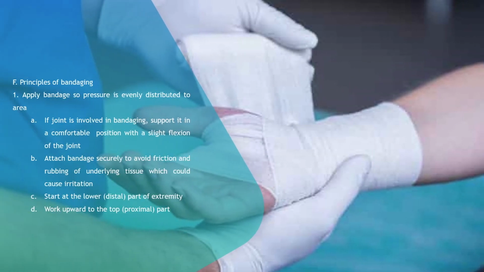Principles of bandaging. One, apply the bandage so pressure is evenly distributed to the area. If a joint is involved in bandaging, support it in a comfortable position with a slight flexion on the joint. Attach the bandage securely to avoid friction and rubbing of underlying tissue, which could cause irritation. Start at the lower or distal part of the extremity. Work upward to the top or proximal part.